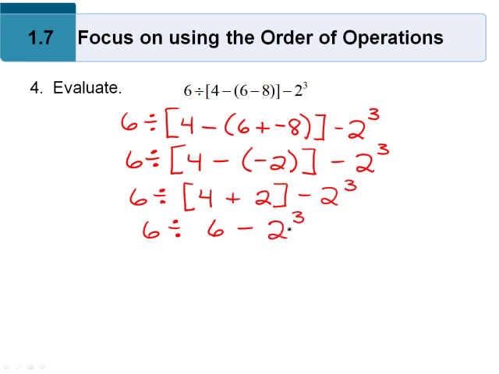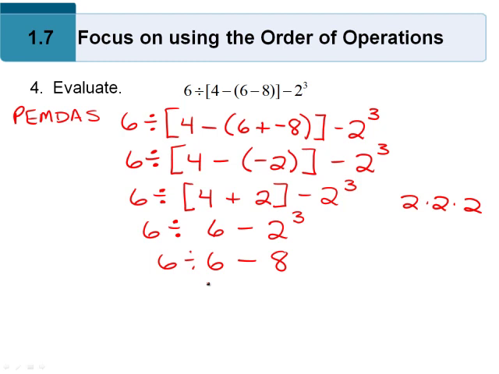So now let's kind of stop and look and see what we have. We have division, we have subtraction, and we have an exponent. So remember, we've done the grouping symbols finally. Okay, the next step down is exponent. So we have 6 divided by 6 minus 2 to the third. So remember, 2 to the third is 2 multiplied 3 times. 2 times 2 is 4, times 2 would be 8. Okay? Now, division or subtraction. The next step would be division.